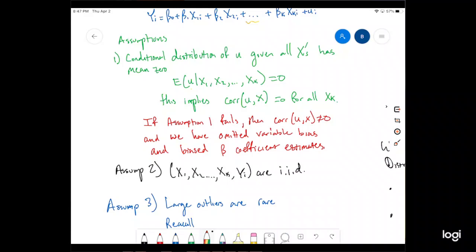Assumption number 2, all the x's and the y, the dependent variable, are independently and identically distributed. So this is satisfied automatically if the data are collected by random sampling or a randomized controlled trial. Not necessarily satisfied with observational data rather than data you collect yourself.